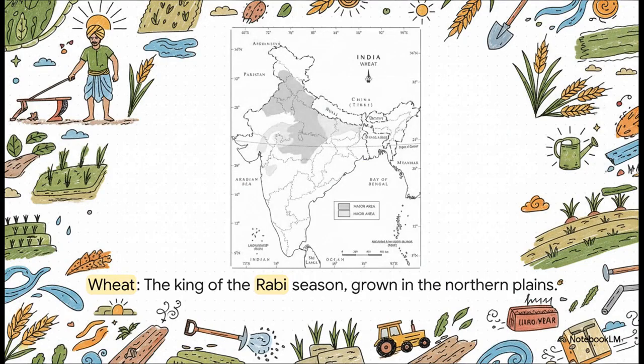Next is wheat, the absolute king of the Rabi season. This is what's used for your daily chapati and bread. It needs cool weather, so it's grown in the winter. And just look at that map. It's the superstar of the northern plains, in states like Punjab, Haryana, and UP.